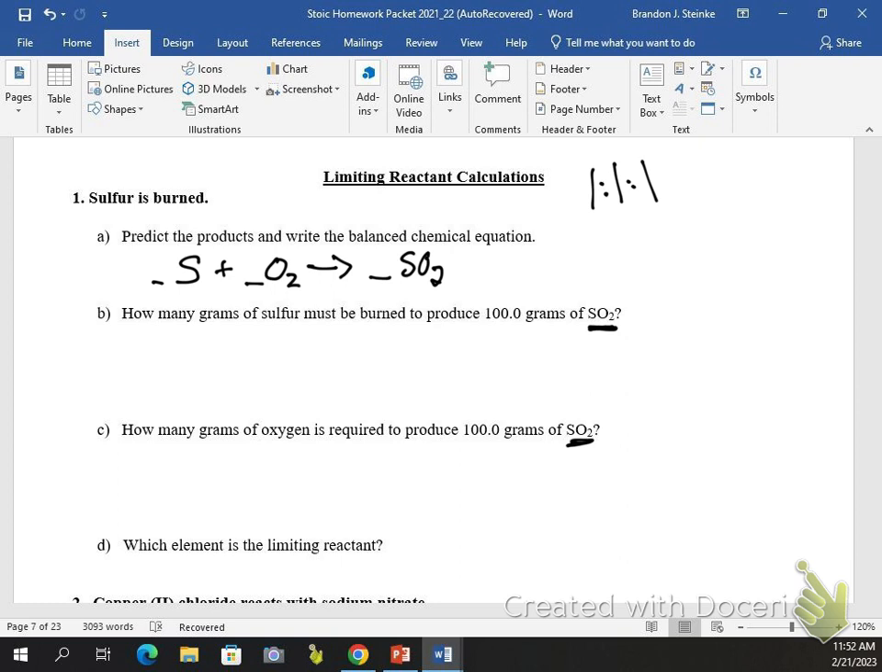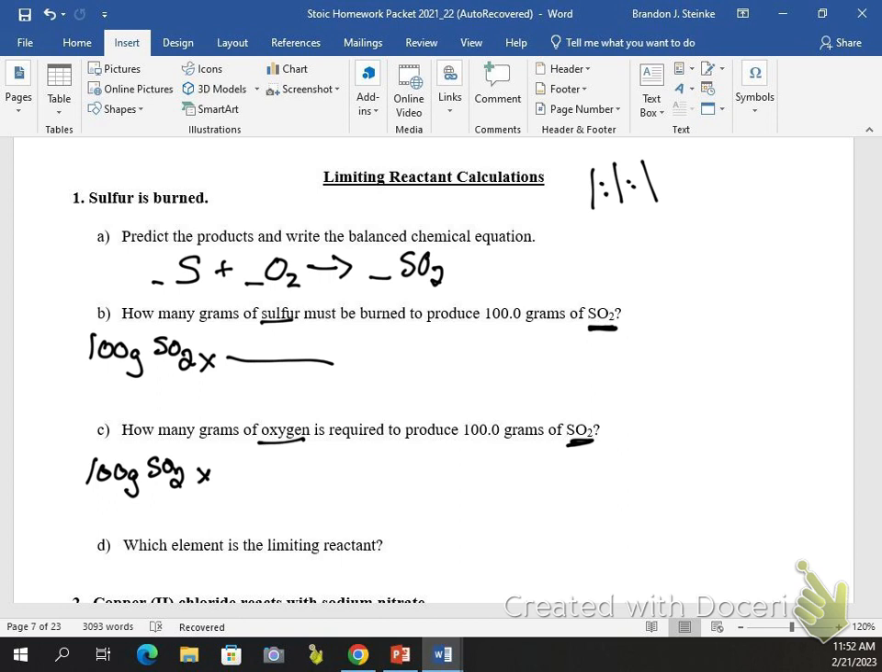So now it says how many grams of sulfur must be burned to produce 100 grams of your product? And the same question, just now we're using oxygen. How many grams of oxygen is required to produce that amount of product? This is nothing new. This is last class, right? We're turning 100 grams of SO2 into sulfur. And then for D, we're turning 100 grams of SO2 into oxygen. Go ahead and work on that.